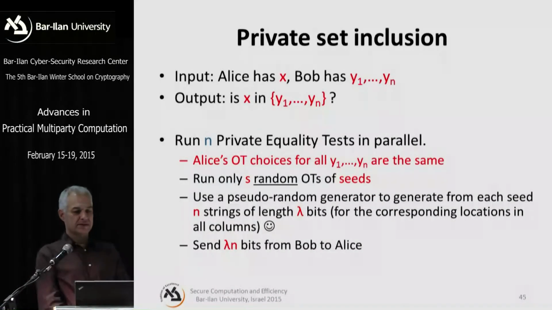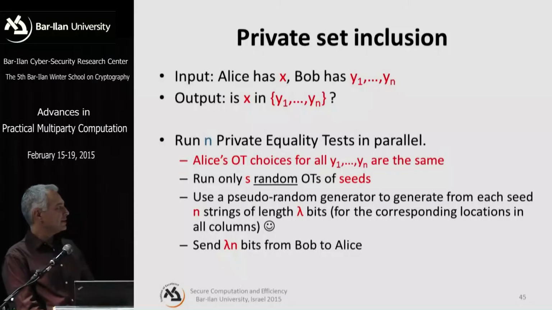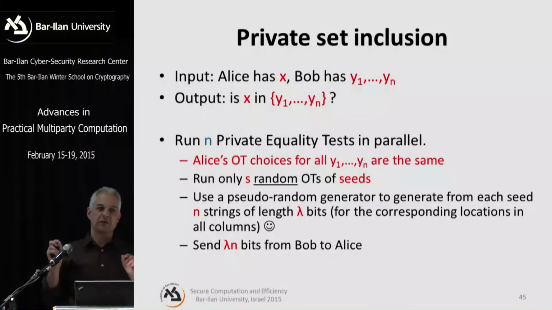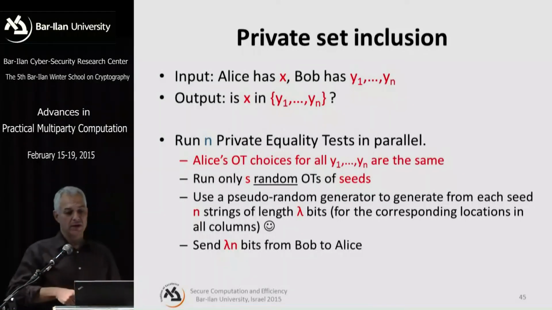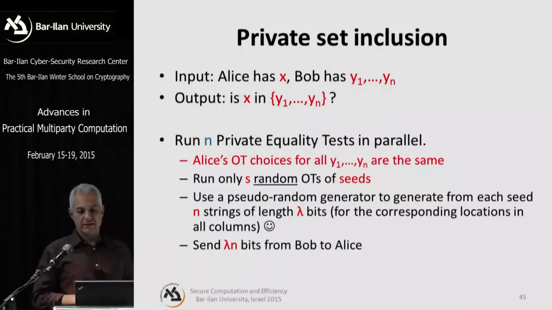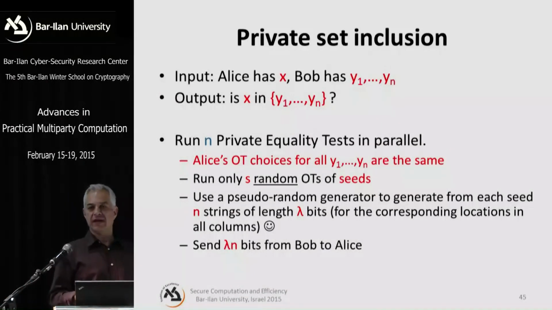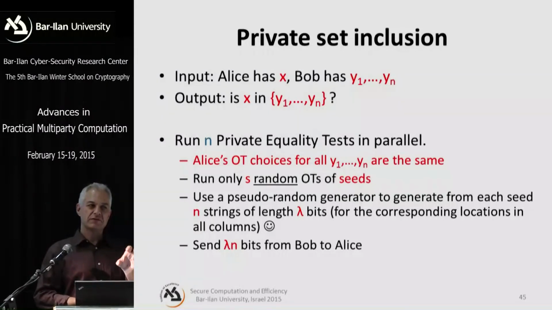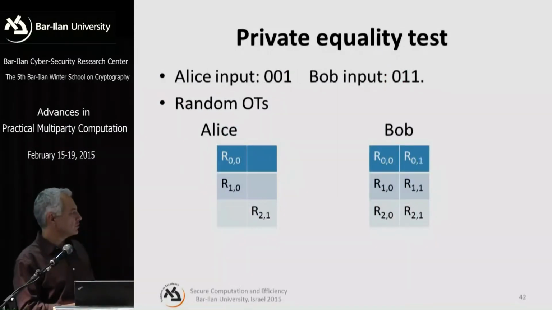Now the next step is what we call private set inclusion. Here Alice has a single input x, and Bob has n inputs. We started with comparing 1 to 1. Now we're doing 1 to n. Okay? And we want to know if x is in that set. So what we can do is n independent tests to check if x is equal to y1, equal to y2, and so on. Each of these tests will do an oblivious transfer for each row in the matrix. But notice that Alice's choices in each of these oblivious transfers will be the same for all of the strings. Because in each row, in each matrix, you should choose the same input.